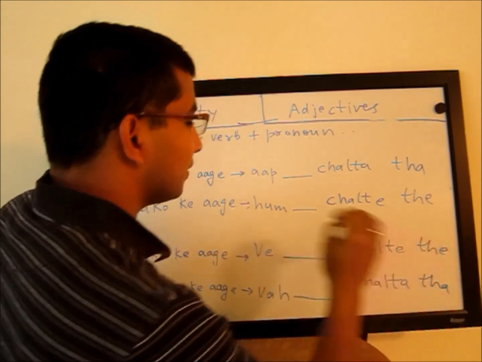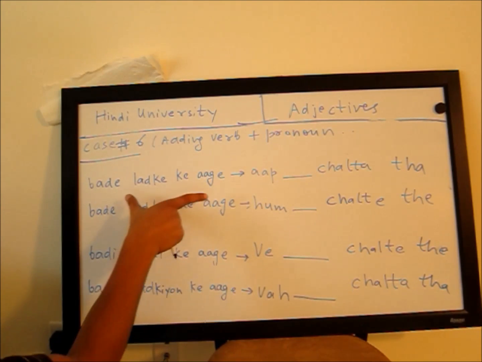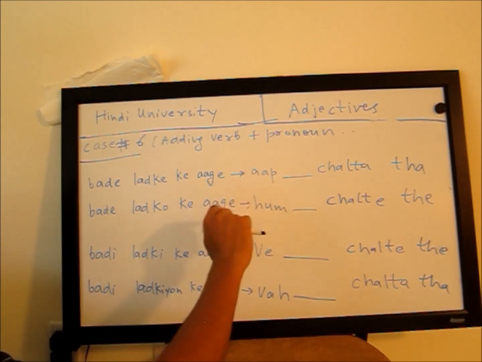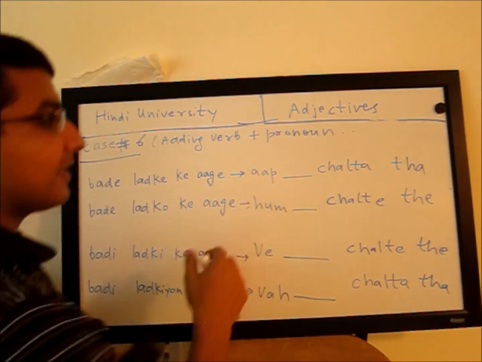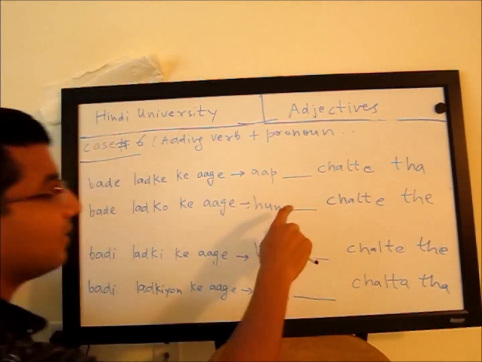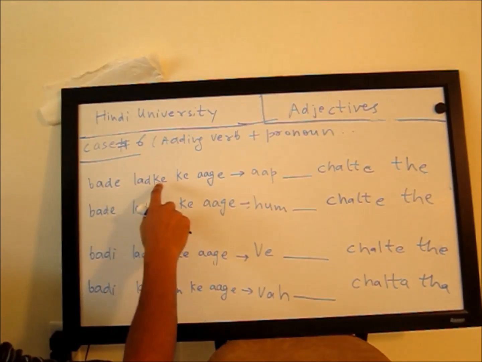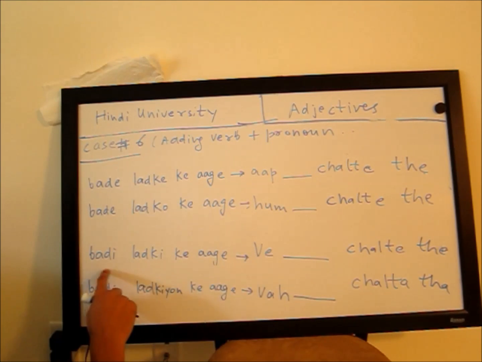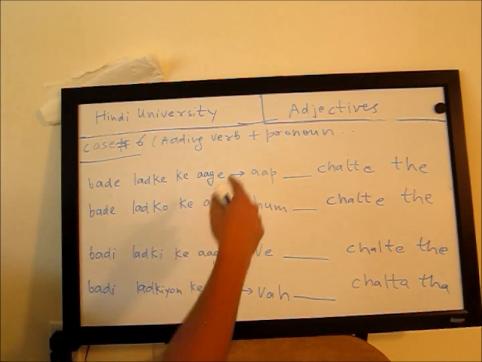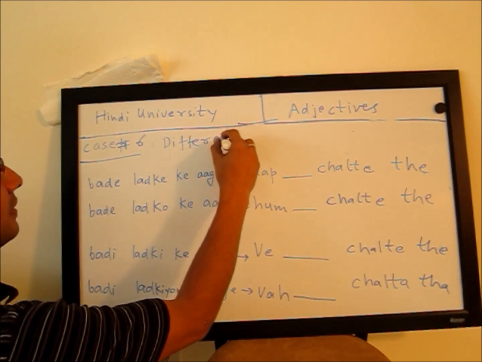Tenses we have done before. In case number 6, what I'm trying to do is you make these simple sentences and try to see if you can fit the noun and adjective between them. For example here, आप बड़े लड़के के आगे, here it is actually चलते. So here it would be आप बड़े लड़के के आगे चलते थे. हम बड़े लड़कों के आगे चलते थे. ओके, वे बड़ी लड़की के आगे चलते थे, वह बड़ी लड़कियों के आगे चलता था. So in case number 6, I want you to experiment with different tenses.